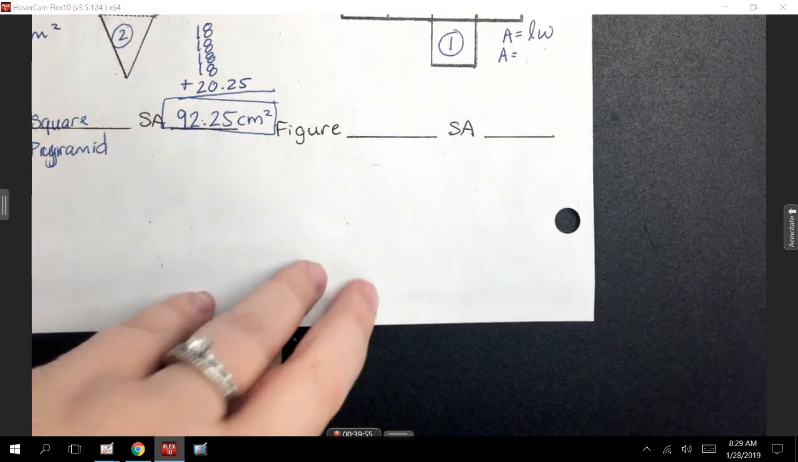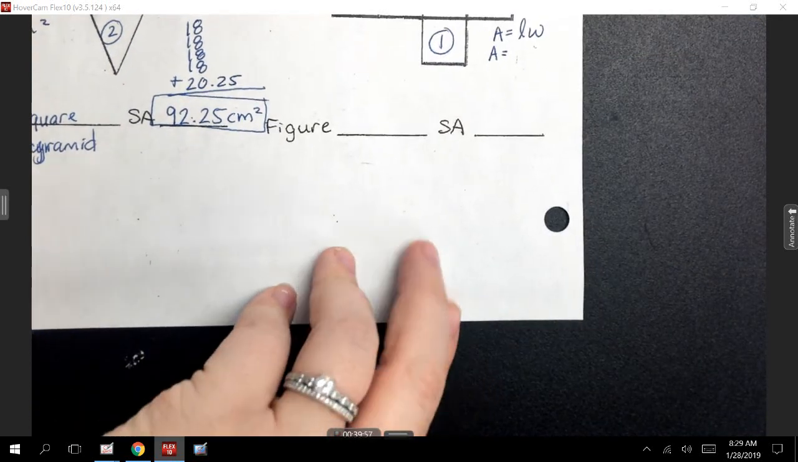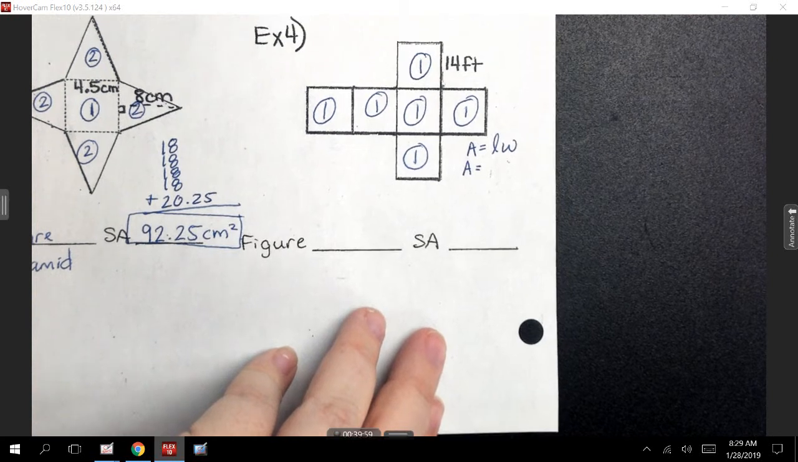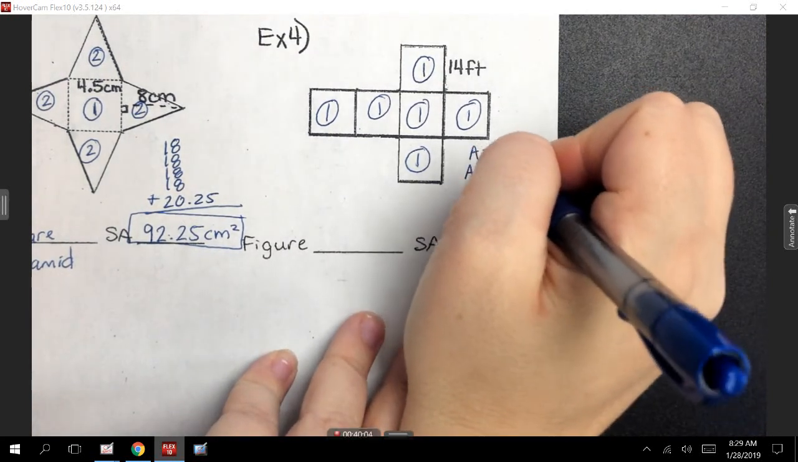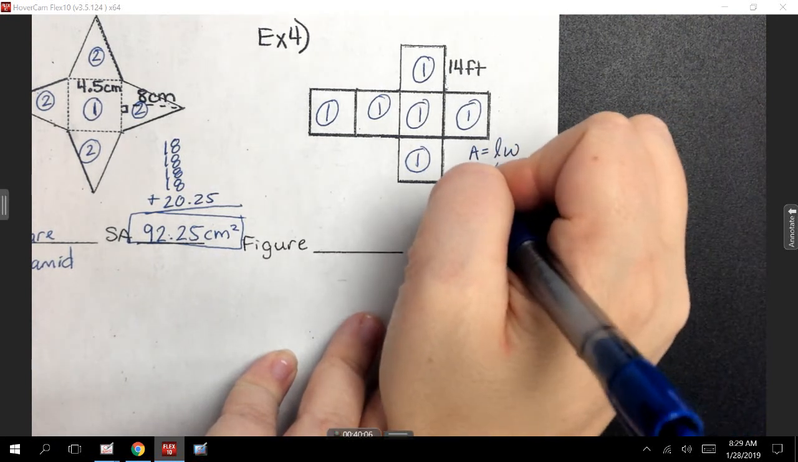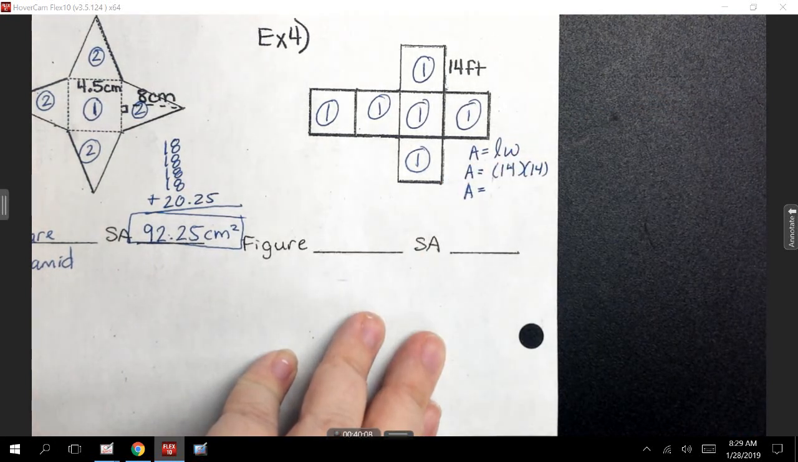All right. So A equals length and width. What are my length and width here? Kyle, I haven't heard from you today. Length times width on number 4. What am I going to use? 14 times 14. Excellent job. When I multiply 14 times 14, what am I going to get for that answer?